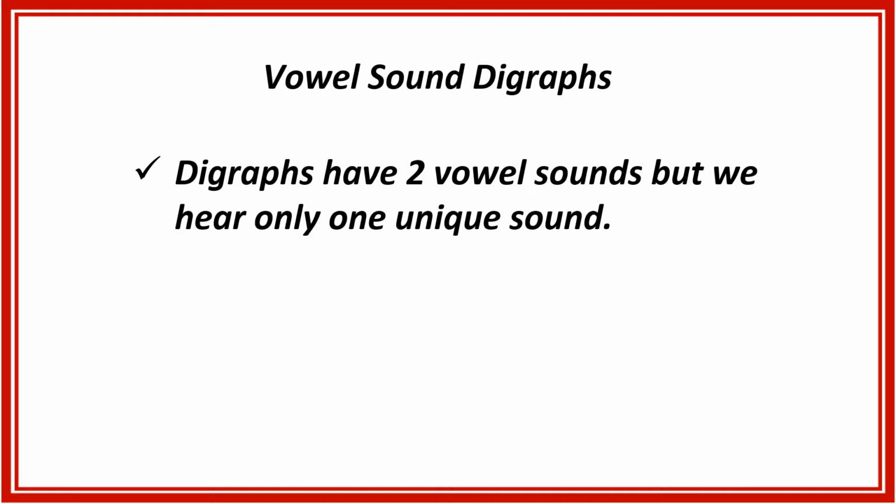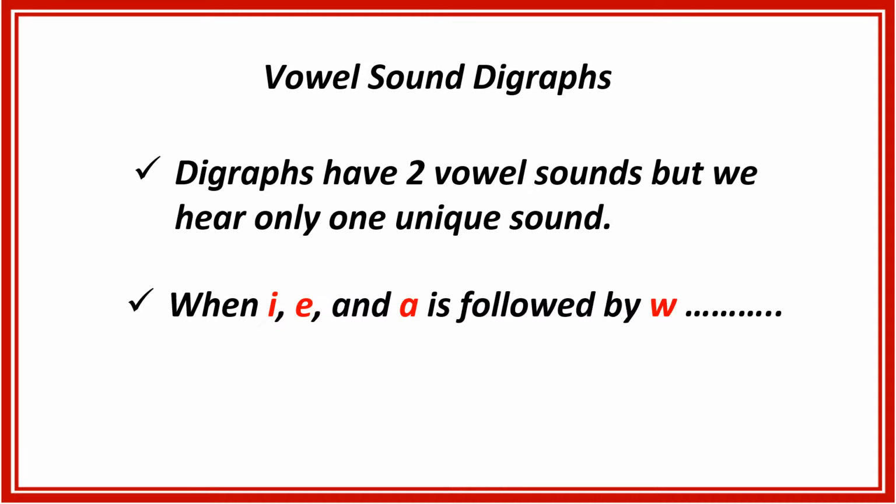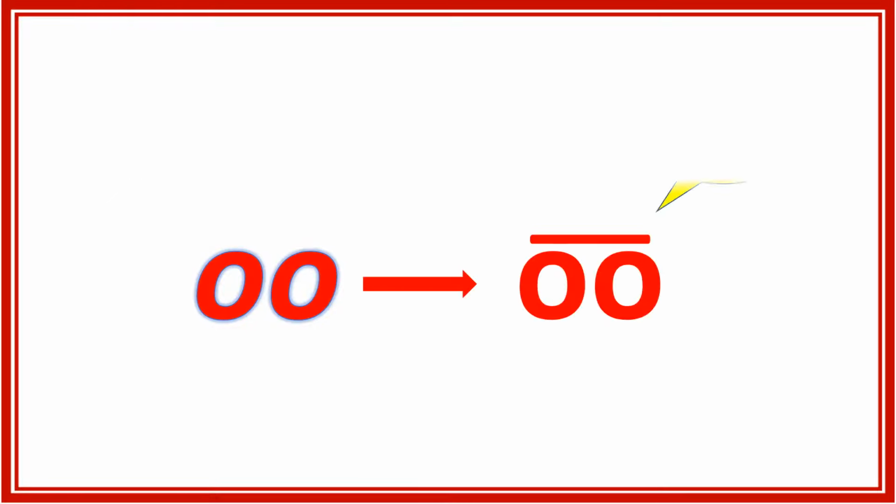A few pairs of vowels make a special unique sound. Here we have included W because when I, E and A are followed by W, it gives a vowel sound. That's why we call it vowel sound digraph, not vowel digraph. O, O sounds oo, which is a long sound. Let's check out examples of long oo.